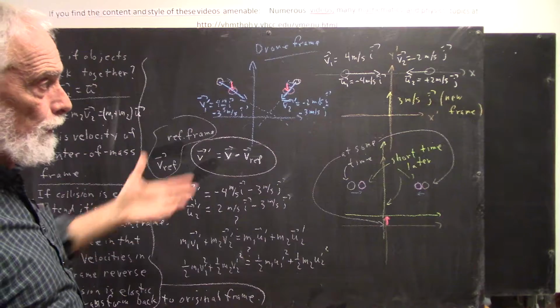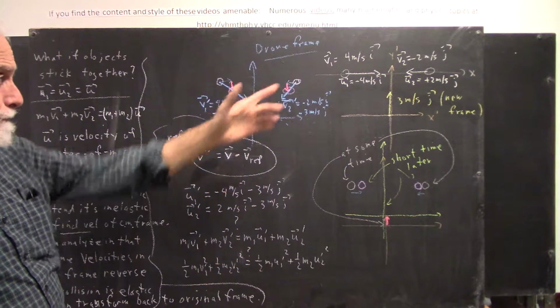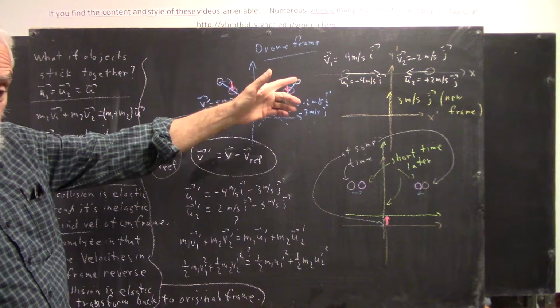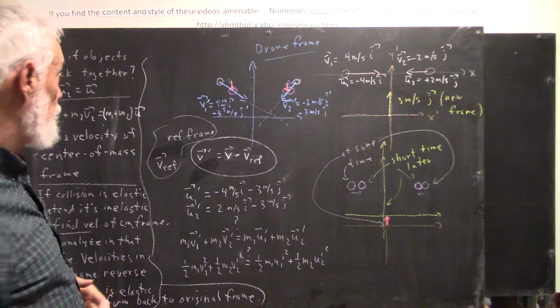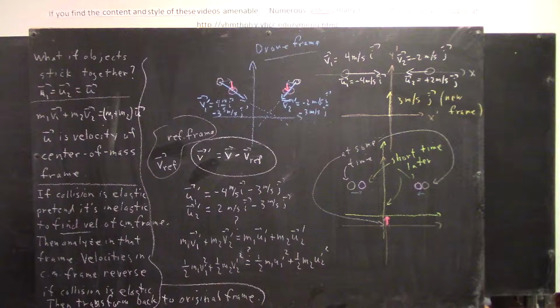And it's then also the frame in which an elastic collision would result in the two objects reversing their initial velocities, okay? Reversing their before collision velocities.